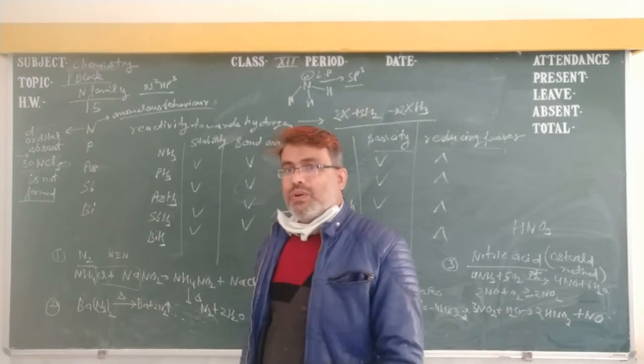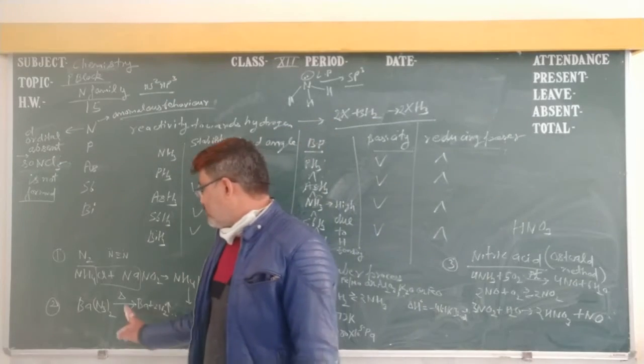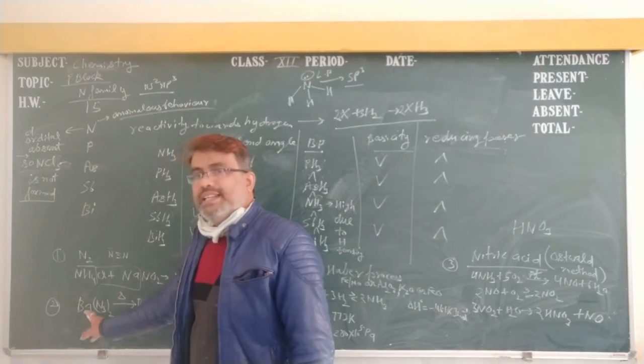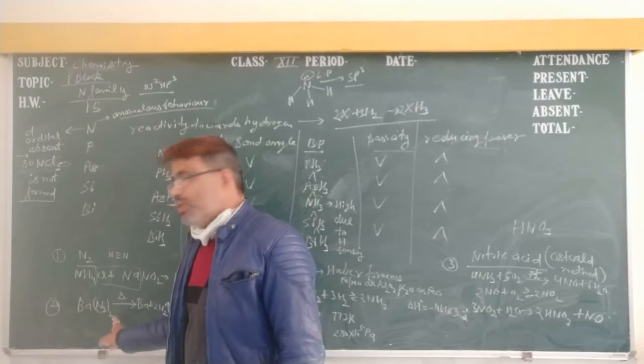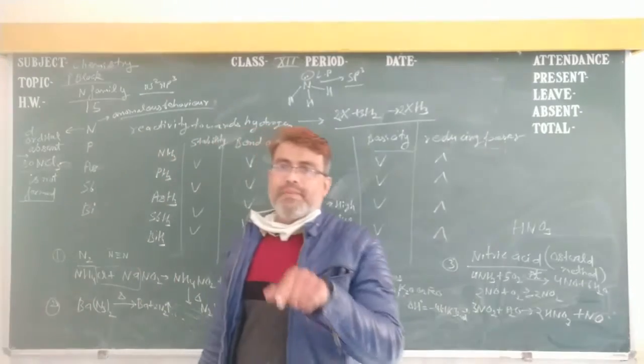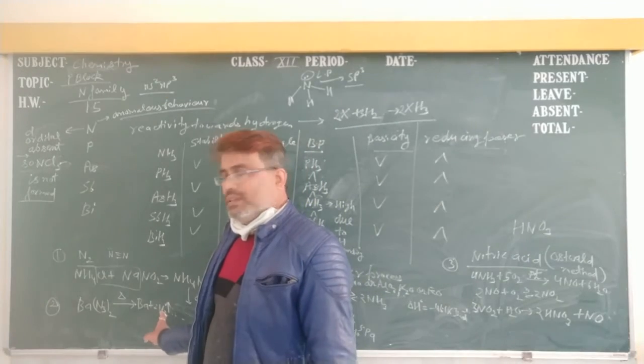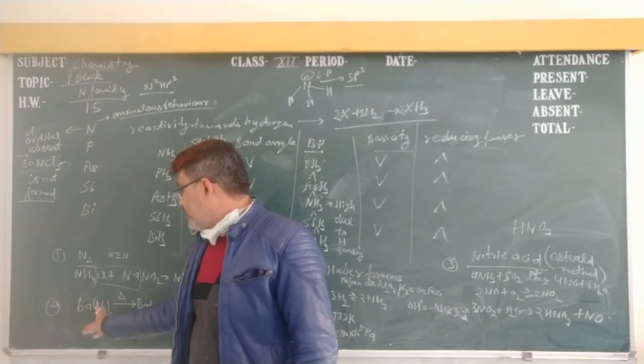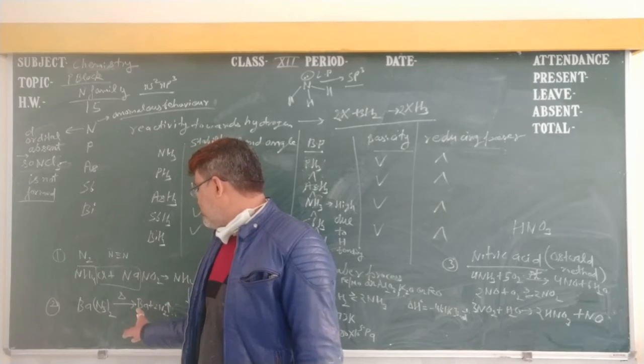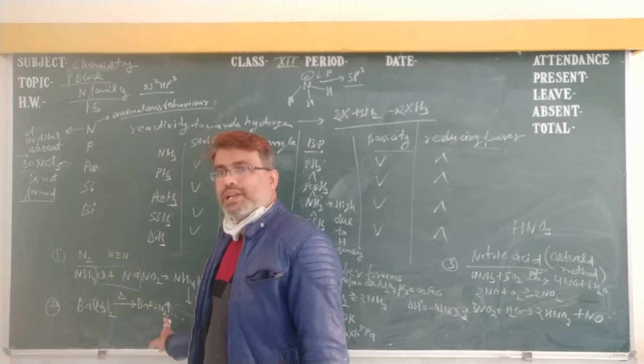Second, we can also obtain dinitrogen by the heating of barium azide, that is Ba(N3)2. When we heat barium azide or sodium azide, we get nitrogen gas. You can see this reaction: Ba(N3)2 on heating gives barium plus 3N2, dinitrogen gas.